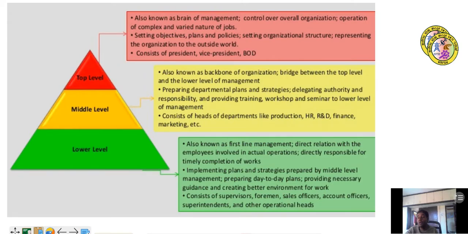How do we want to achieve this? What orders should be issued for the employees? Which work should be done on priority? All these activities, that is planning, organizing, and to get the work done, we want to recruit some more people based upon the skills requirement. So for the completion of the project, they require people, employees.